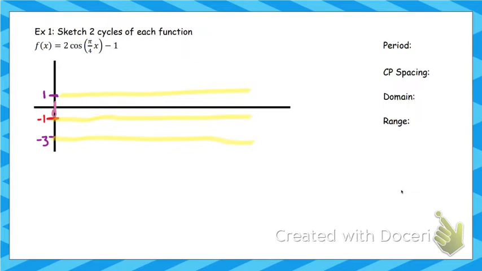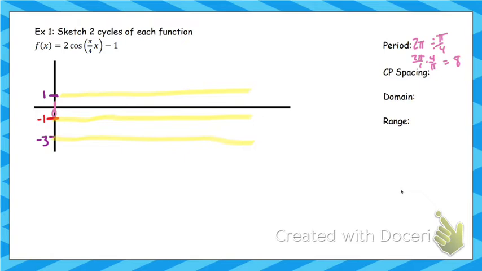So now to figure out how much to add each time, I need to figure out what the period is first. The period is 2 pi divided by b. So the period is 8, because our pi's will cancel out. So it's going to take 8 radians, and not 8 pi. Sometimes there'll be a pi, sometimes there won't. But it's going to be 8 radians for this graph to fully complete one cycle.